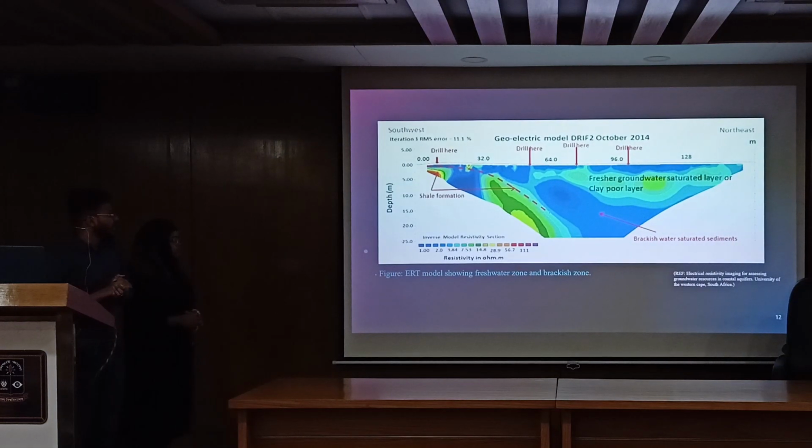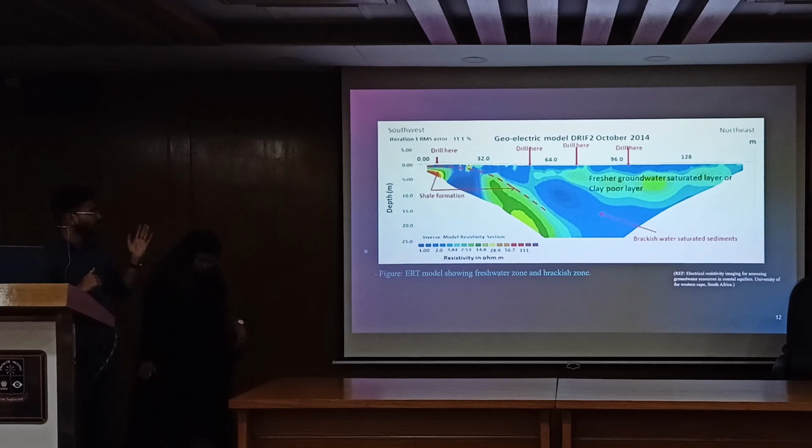There is a figure of ERT models which shows the freshwater and brackish water zones. Here the blue color indicates the brackish water or salt water, and the green color indicates the freshwater zone.